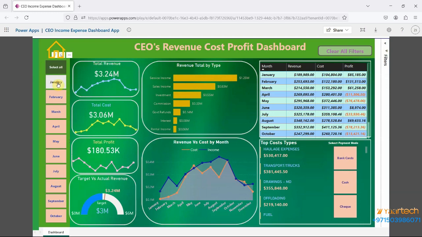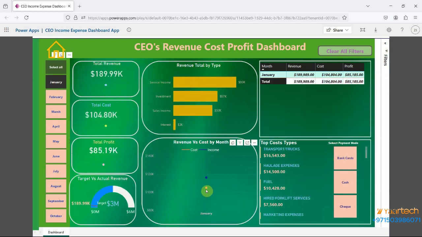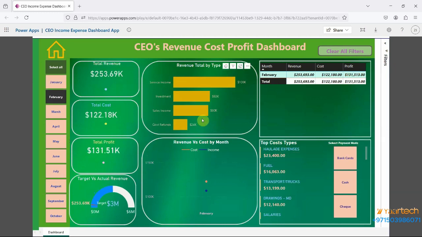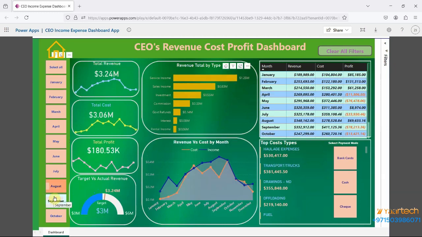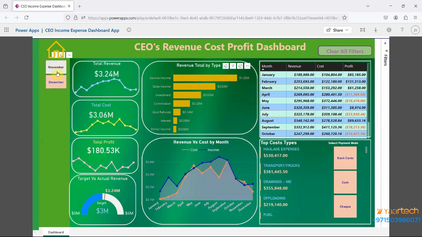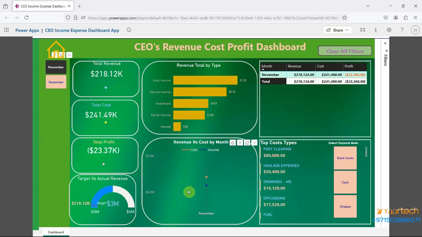You can slice the dashboard based on the month shown on the left side. Each month is grouped as a tile. The dashboard can be further filtered if we click inside any chart. Clicking any month tile filters the data of all charts so that the dashboard represents the data of that particular month.